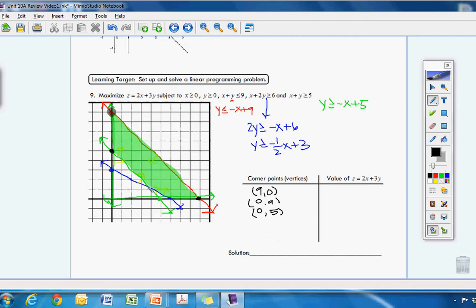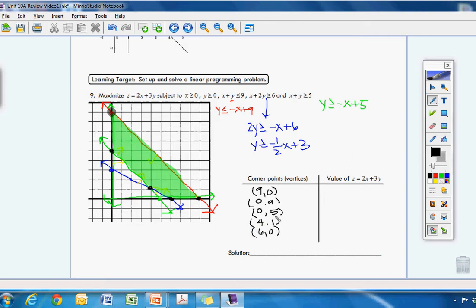Okay, then coming down here, we have an intersecting point, which looks like it's 4, 1. You might want to double check, and you can always double check by using an Inspire and plugging in the two systems. And then the last point would be right here at 6, 0.